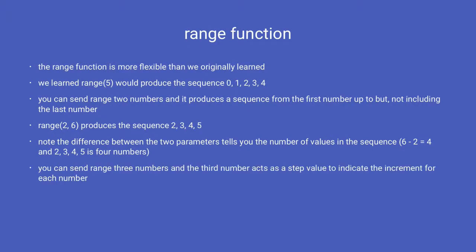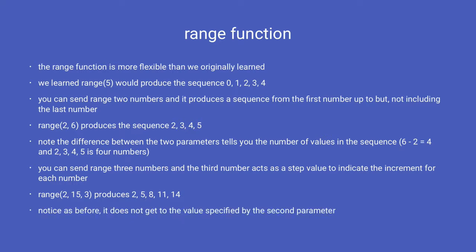You can send range 3 numbers, and the third number acts as a step value to indicate the increment for each number. So range of 2, 15, 3 produces 2, 5, 8, 11, 14, because we go up by 3 each time and stop before we get to 15. Notice as before, it does not get to the value specified by the second parameter. We still need to use list of range if we want to get an actual list.